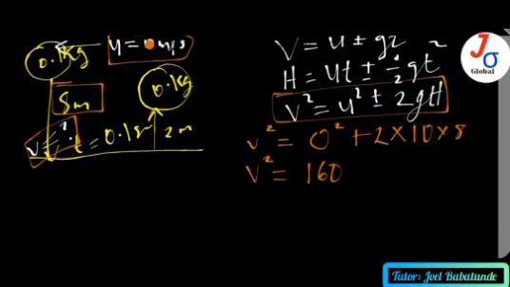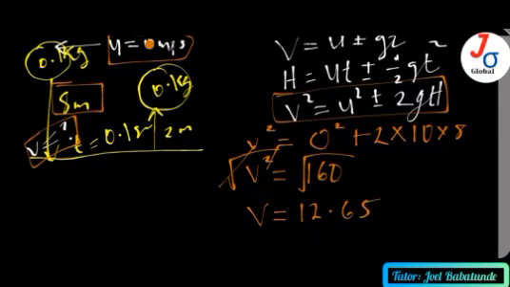Take the roots of both sides. So the square cancels out. V now becomes the square root of 160, and the square root of 160 is about 12.65 meters per second. So we have calculated V just before it hits the ground. Then let's now go and find the next one.